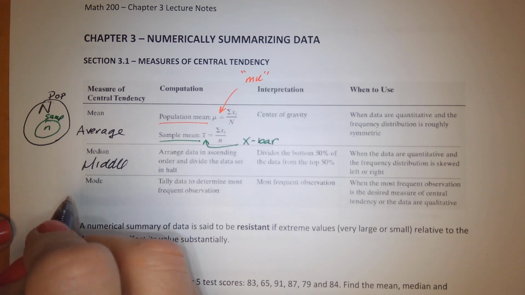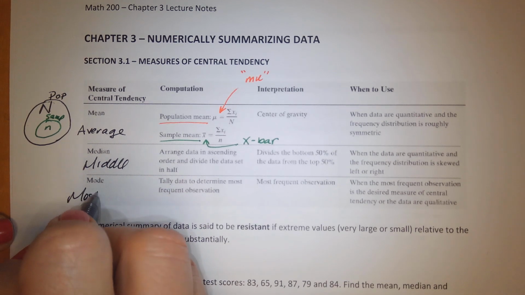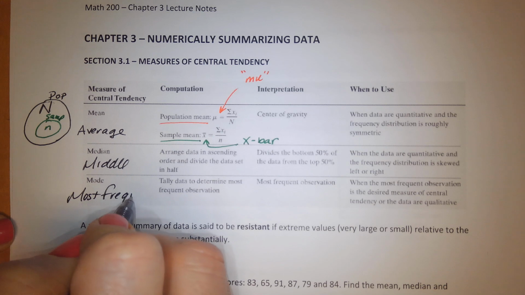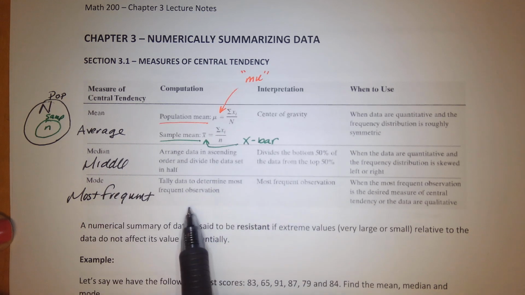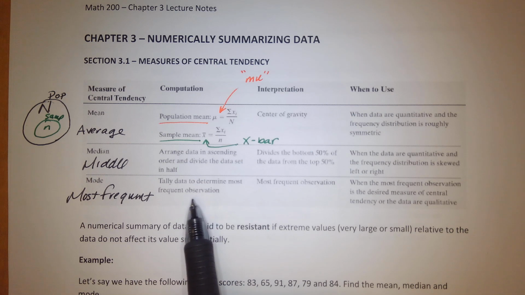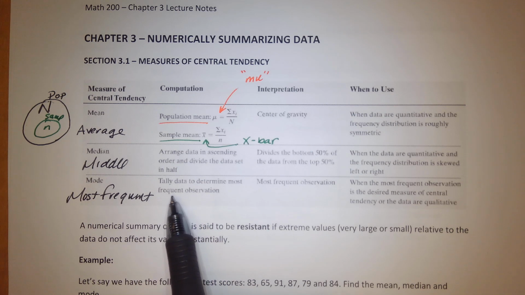Mode is what's called the most frequent. What you're going to do to find the mode is tally each of the individual items and find the item that occurs the most frequent, and that would be your mode. So we're going to do an example of this now.